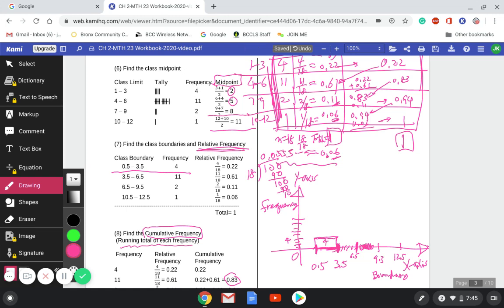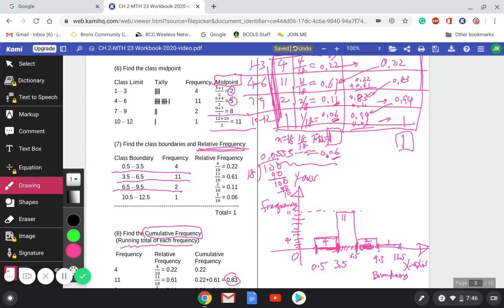Second bar goes to 11. So 4, 5, 6, 7, 8, 9, 10, 11. So you go up to 11. So that's the second bar, and you write 11 there. The third boundary was 6.5 to 9.5. It's 2, so write down 2. So you will know, and I will know, and anybody will know how far you went up. And that 1. So this is the histogram, the bar graph.